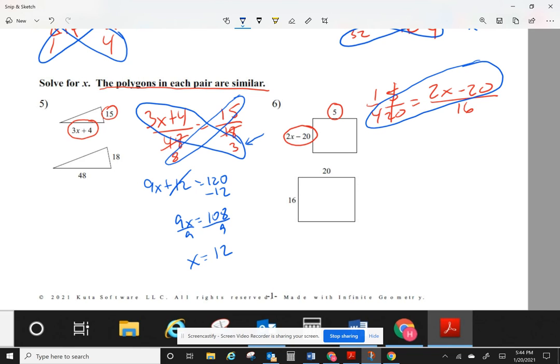Let me cross multiply this way. Because there's a plus or a minus, in my case, the 4 multiplied to both. So 4 times 2x and 4 times 20 equals 16 times 1. The rest is just algebra. The minus 80, let me move it over as a plus 80. So I get that 8x equals 96. Let me divide by 8. X is equal to 12.